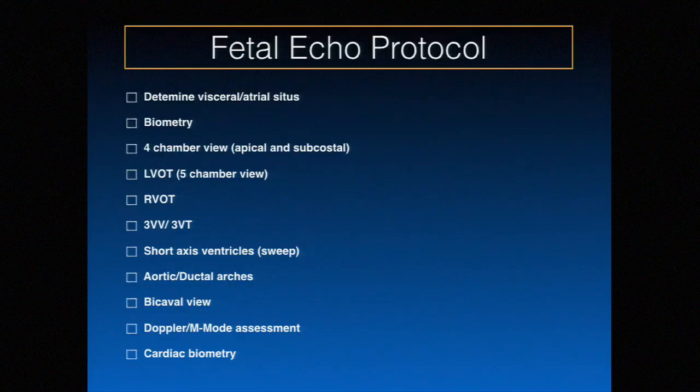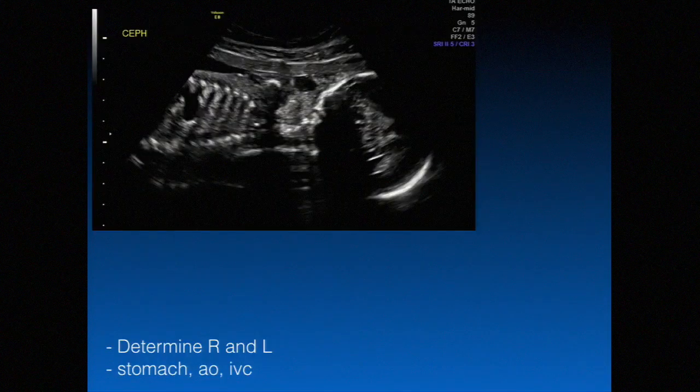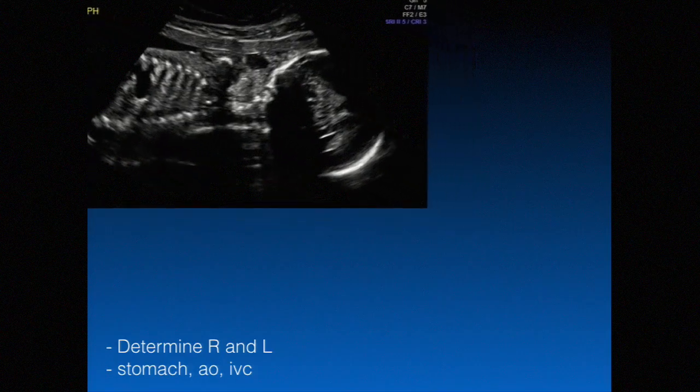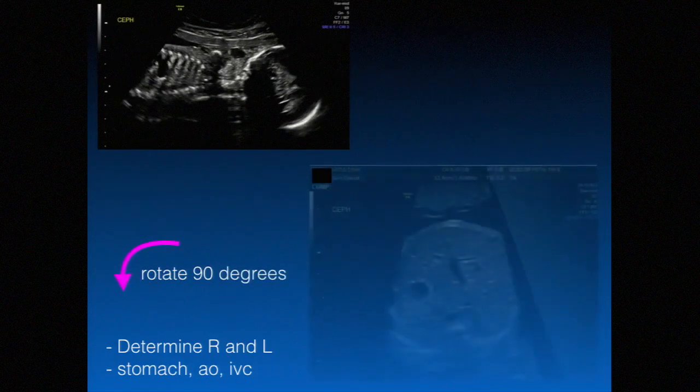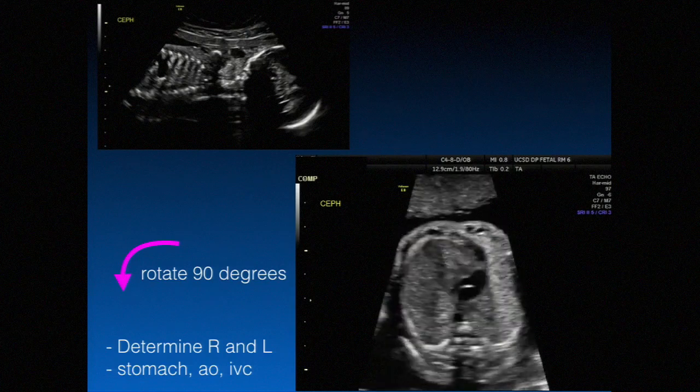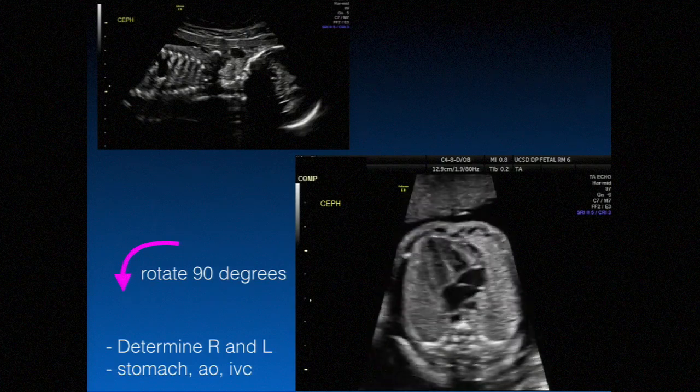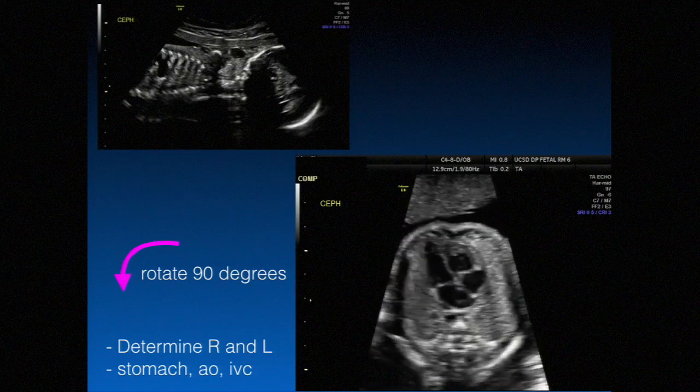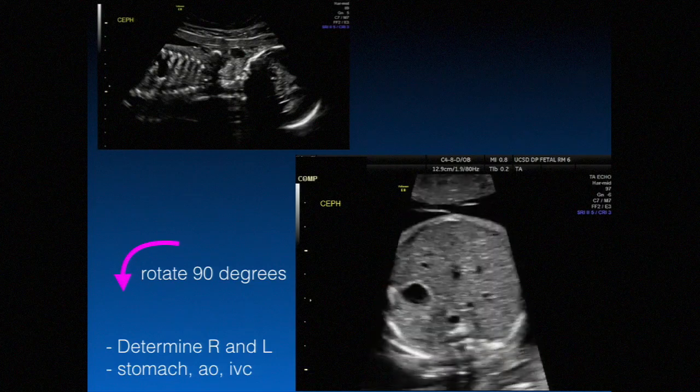So I'm just going to get right into the protocol because I do have a lot of information to go over. Just like I mentioned, when I start scanning, the first thing that I always do is check for situs. Obviously, if you know that your situs is correct, then you can go ahead and start to review the heart in detail. So we do it by taking a sagittal image of the fetus, documenting presentation, and then turning 90 degrees to first demonstrate the stomach, aorta, and IVC, and then sweeping up to the heart to show that it's all correct on the left side.